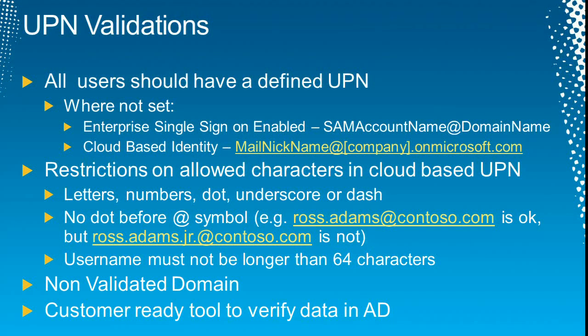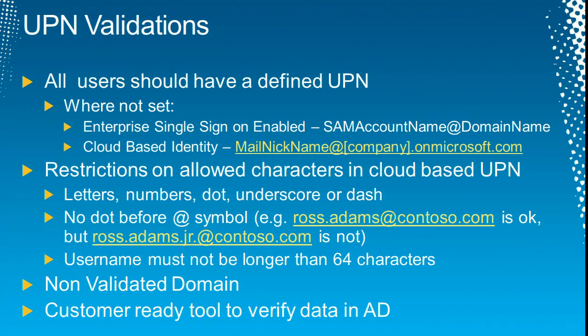So UPNs, again, have a bunch of restrictions, and these UPN restrictions on characters will be applied to SAM account name if you don't have a defined UPN. Okay? So in this case, we only accept letters, numbers, dot, dash, and underscore. Okay? And you can't have a dot before the @ symbol. So you can have ross.adams, right? That's all fine, but you can't have ross.adams.junior.@contoso.com. That last dot becomes a problem. All right? And the username can't be longer than 64 characters.